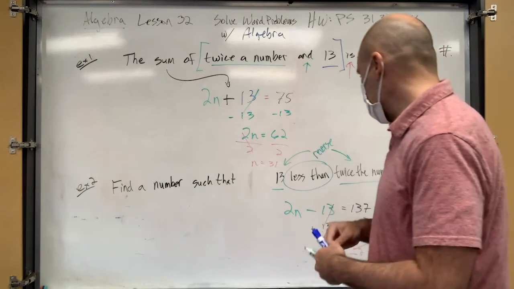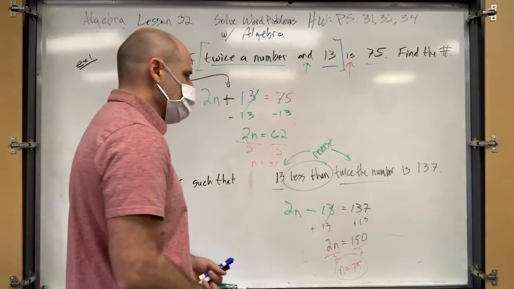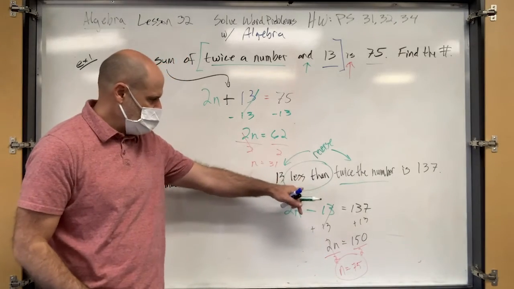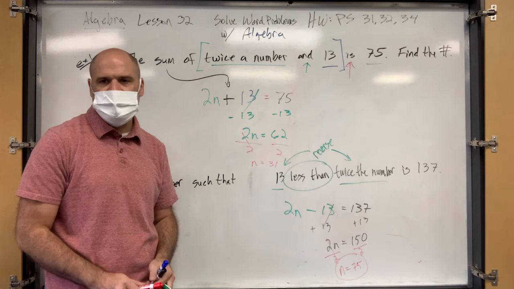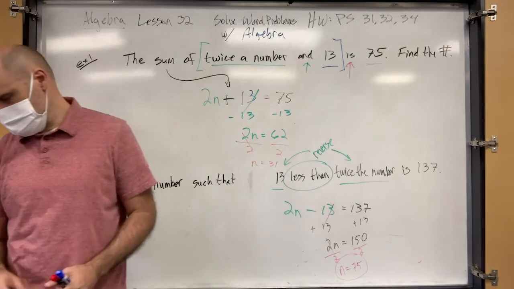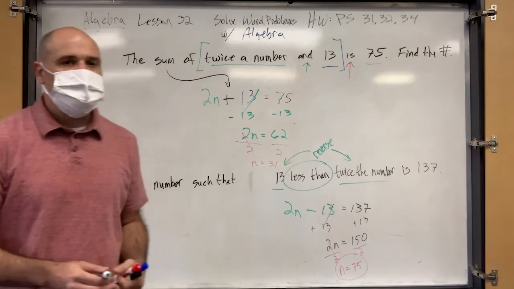All right, let's just make sure it makes sense. 13 less than twice the number is 137. Twice that number is 150. Minus 13 is 137. That makes sense. Okay? How's it feel?